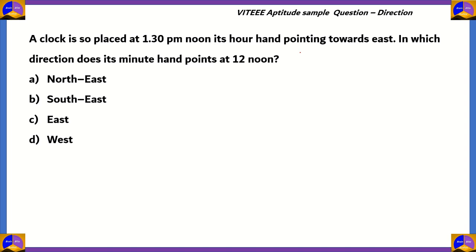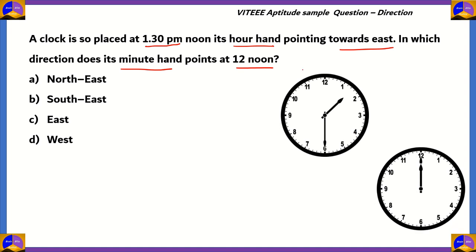Now let's look at another sample question. A clock is so placed at 1:30 p.m. noon such that its hour hand is pointing towards east. In which direction does its minute hand point at 12 noon?